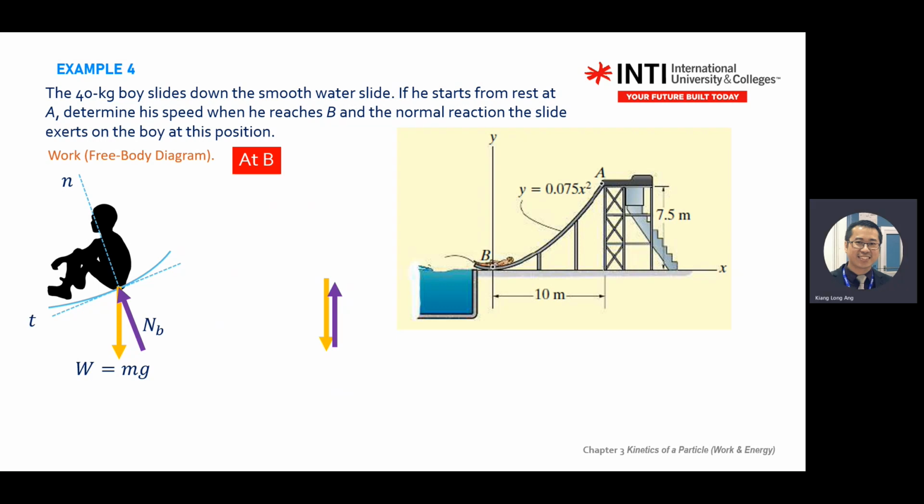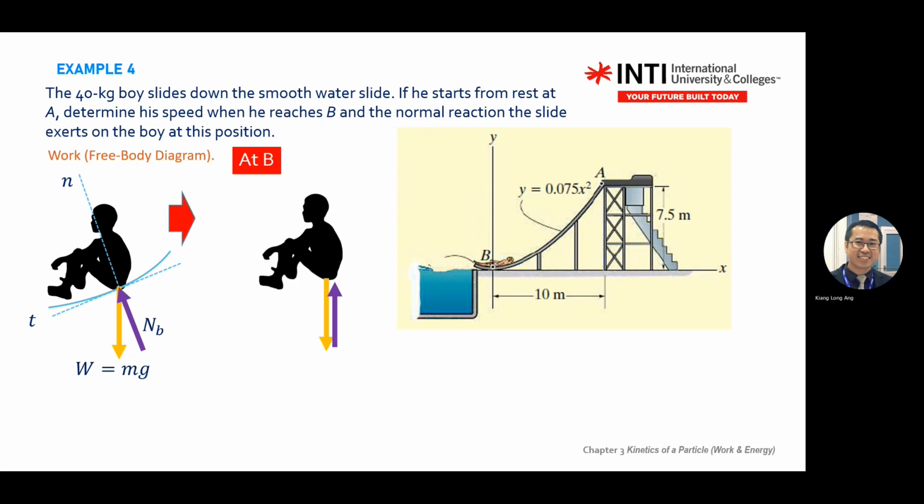Free body diagram change already. Because at A is slanted, go down like that. But B stay like that. So you still have normal and tangent direction. So you have W and N, but just the direction is different. You have two cases. One is in A, one is in B.